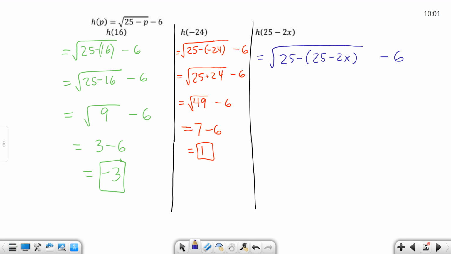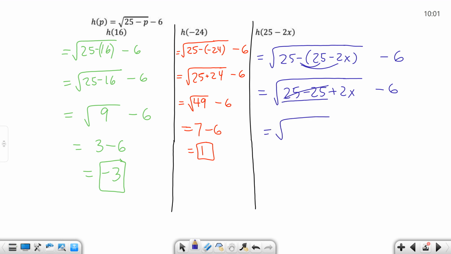So this equals the square root of 25 minus 25 plus 2x and then minus 6. These two go together and that actually cancels. Look at that. That's going to be the square root of 2x. That's a little too long. And then minus 6, and you're done. You can't put those together. It doesn't always cancel like that; it just happened to cancel. So 2x is the only thing left under the radical, and then minus 6.